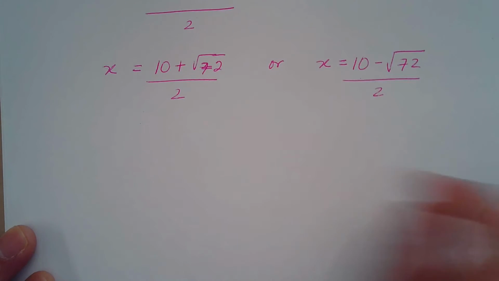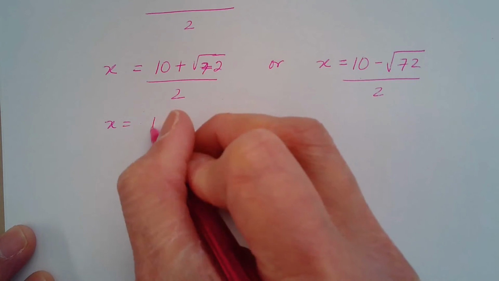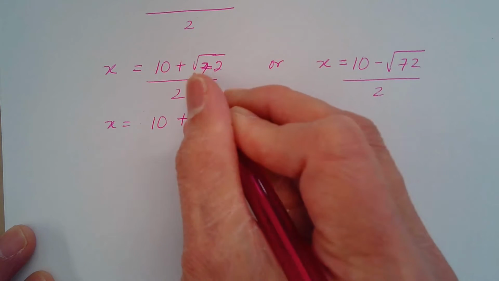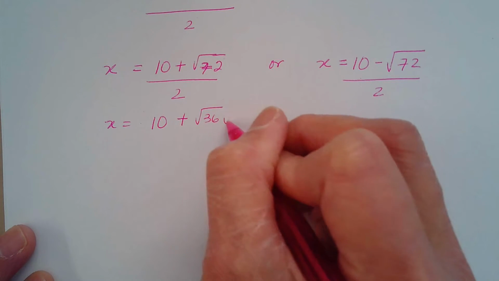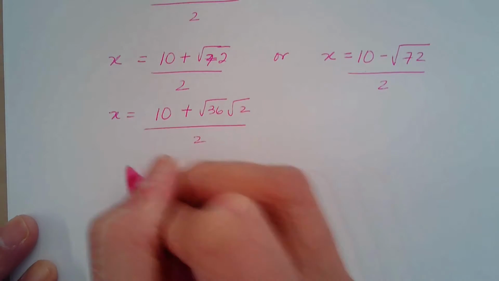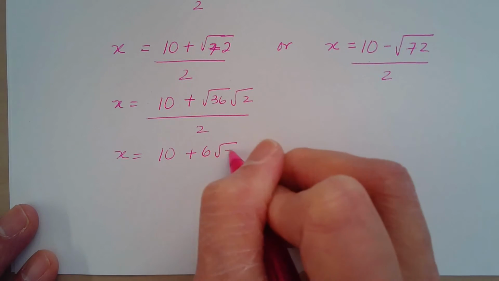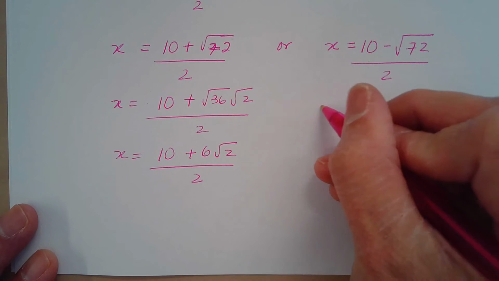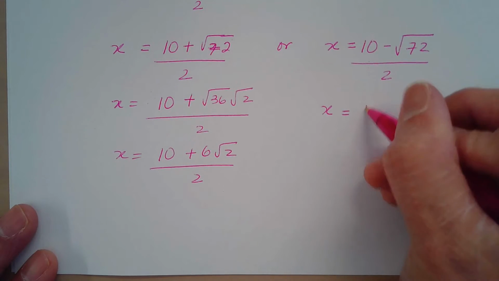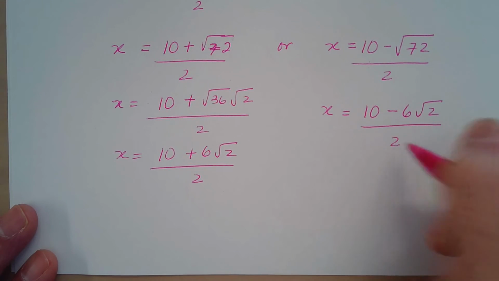Okay. So I can see some people were saying that, hey, I could do 10 plus root of 72 would be root of 36 times root of 2 over 2. So 10 plus 6 root 2 over 2. Or you can say the other one's the same thing. X is equal to 10 minus 6 root of 2 over 2.